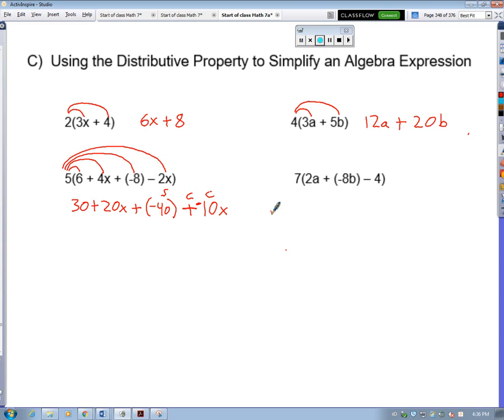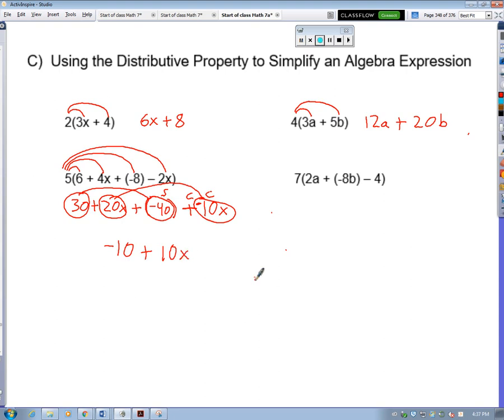All right, let's start with our numbers here. Let's combine 30 together with negative 40. 30 plus negative 40 is going to give me negative 10. Then I'm going to add my x's together here. I have 20x plus negative 10x. Combine those together, and that's going to give you 10x.